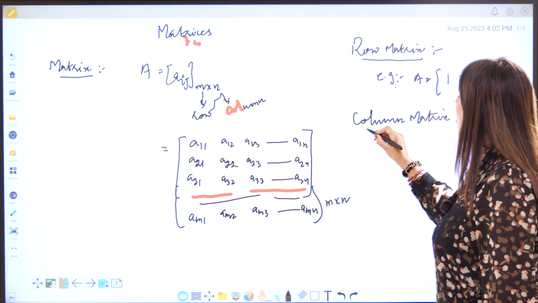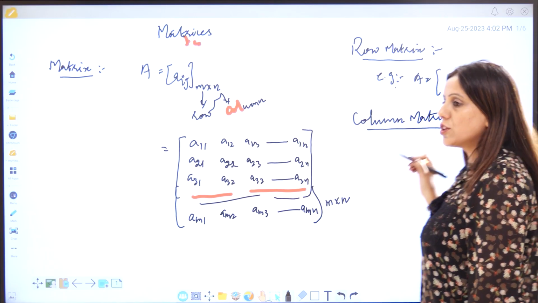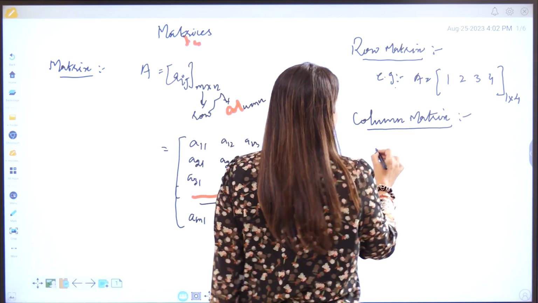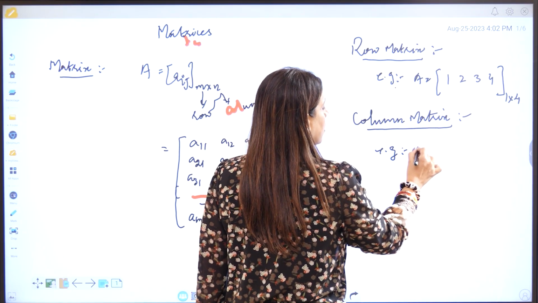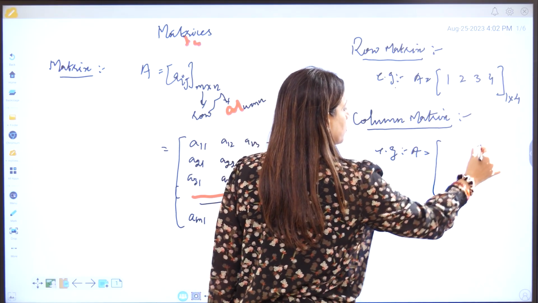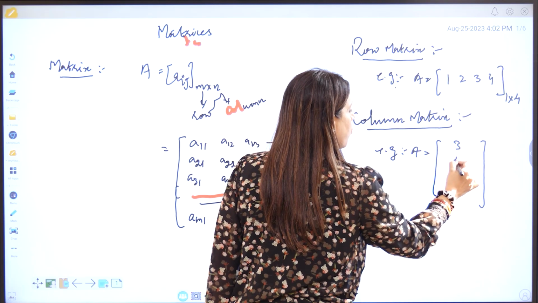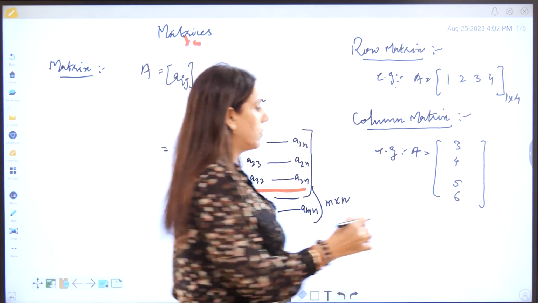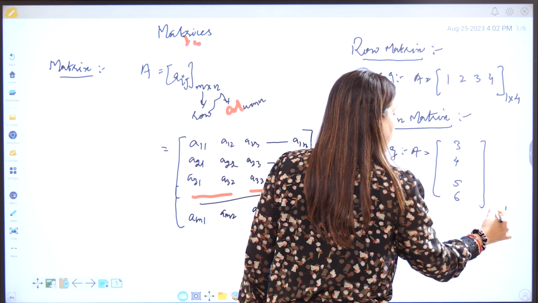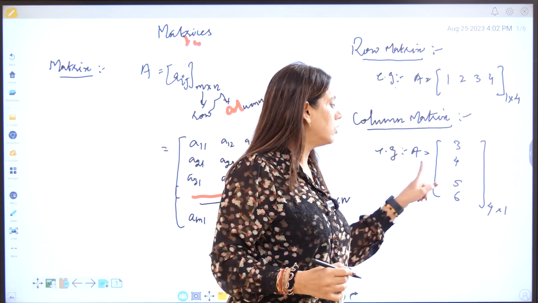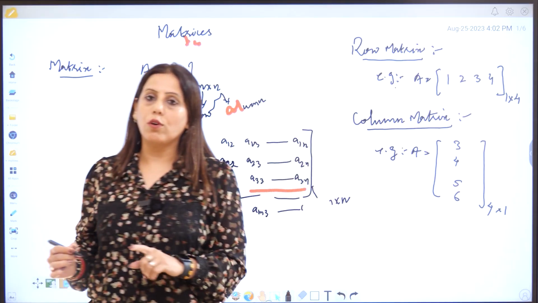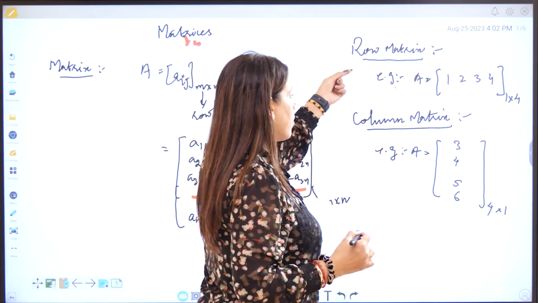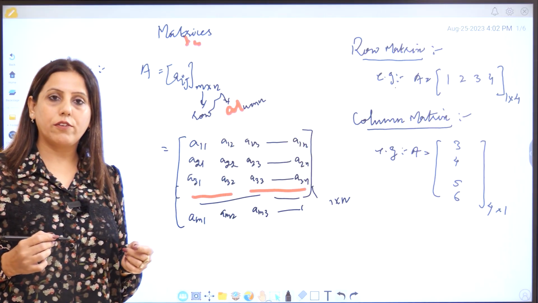And second is the column matrix. What is the column matrix? In which there is only one column and multiple rows. For example, A = [3, 4, 5, 6]. There is only one column, and there are 4 rows. These are the types of matrices. First type is the row matrix, second is the column matrix.